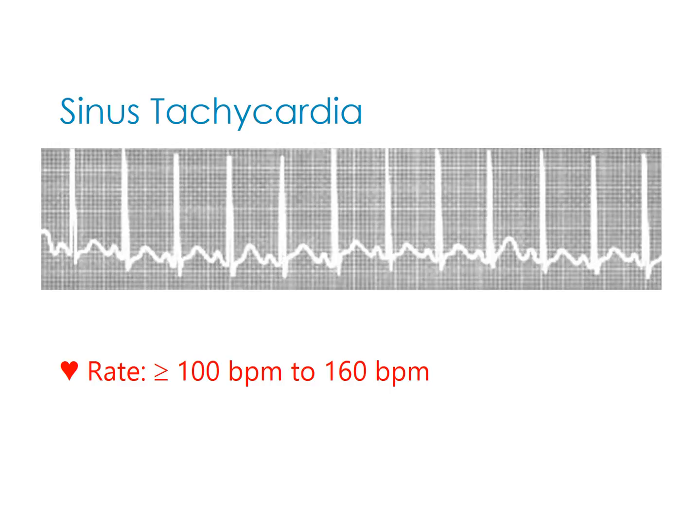And then you would count those beats in that strip. So if this is a 6-second strip, you're looking at your QRS complexes. And I count 1, 2, 3, 4, 5, 6, 7, 8, 9, 10, 11, 12. 12 times 10 is 120 beats per minute.